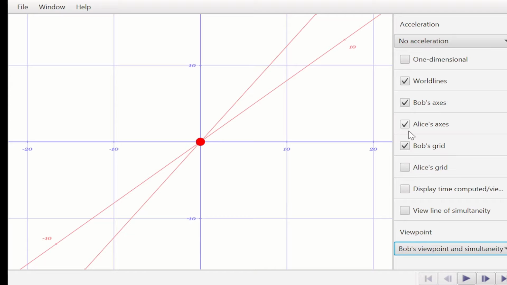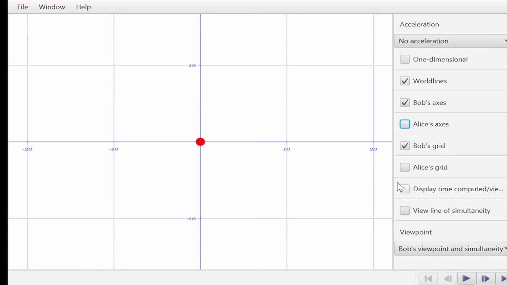Now, let's go back to the beginning. Let's turn off her axes for the moment, and we'll draw the line of simultaneity. The line of simultaneity is the set of all points in space that have the same time coordinate as some particular observer, from that observer's point of view. So let's run this from Bob's viewpoint. And so the cyan line shows what Bob considers to be simultaneous events.